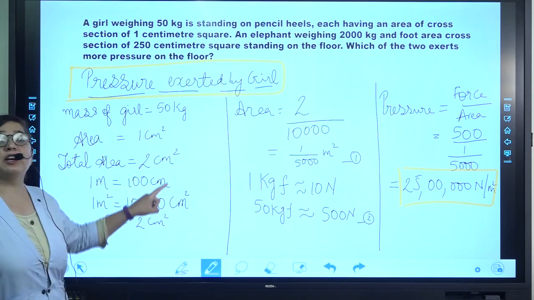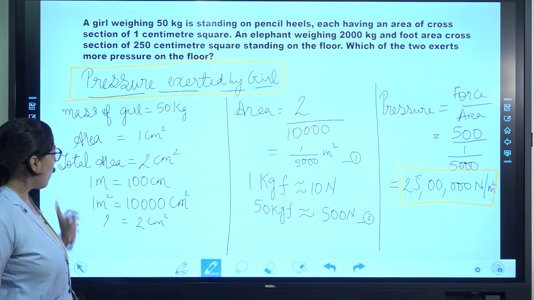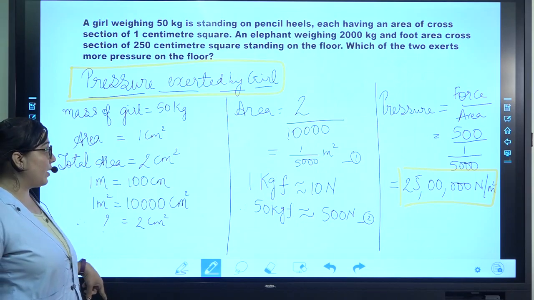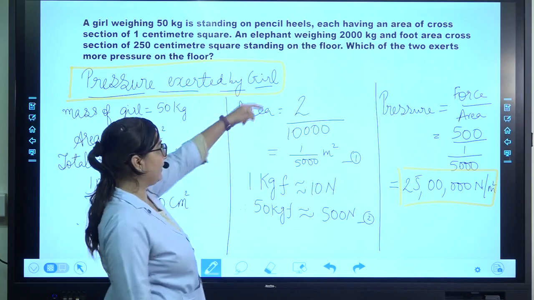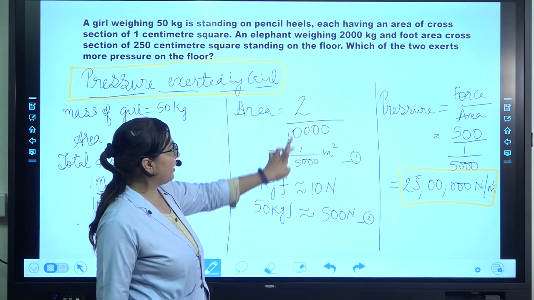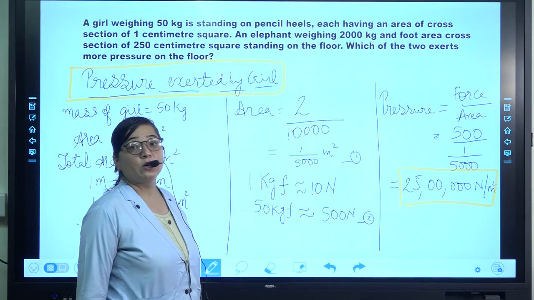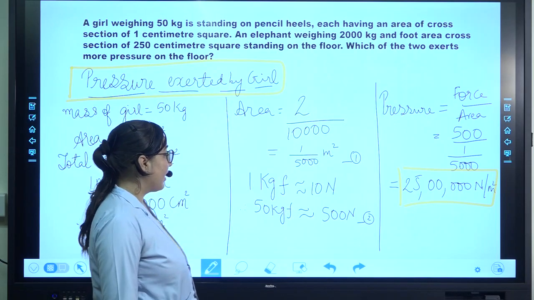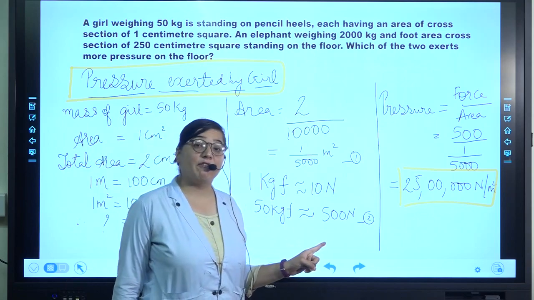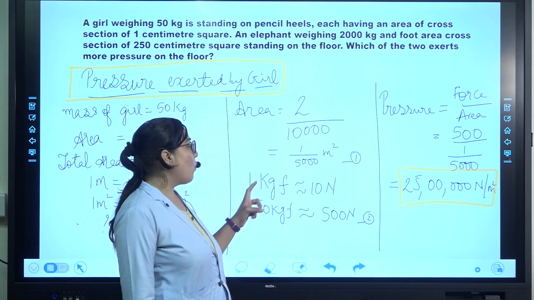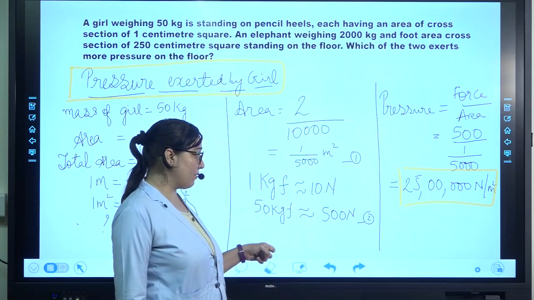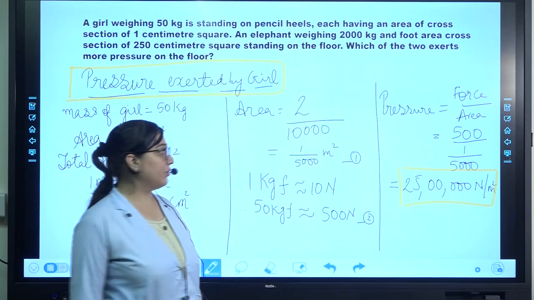We are having how much area? 2 centimeter square. So what will be the area in meter square? It is 2 by 10,000. 2 fives are 10 and then zeros. So 1 upon 5000 meter square. This is the relation we have done in the beginning: 1 kilogram force is 10 Newton. So 50 kilogram force will be 500 Newton.